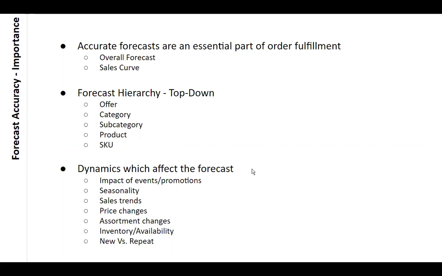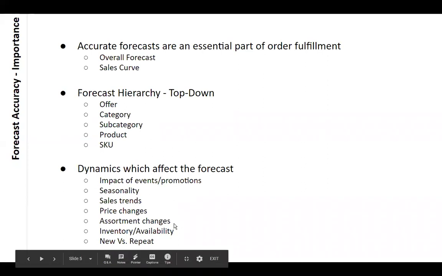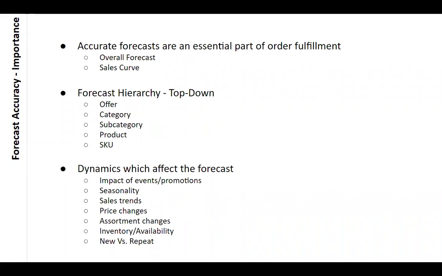Now, there's a number of different things which could affect the forecast, and this is only a few of them. There are probably a lot more, and you could probably think of a lot more. But there are events and promotions that will affect the forecast. Seasonality definitely affects it. Any sales trends, things that are now hot in the market, things that are starting to sell better, and also things that are starting to drop off. Any price changes, if you're reducing the price or raising the price, will affect the forecast.